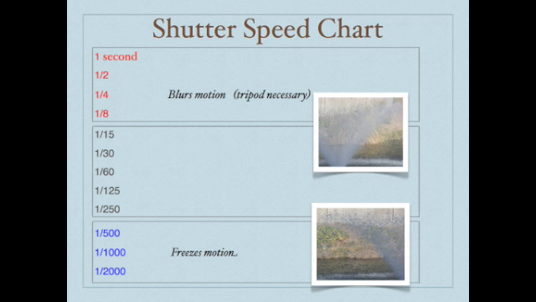Then if you're getting down to where you want to freeze motion, you want the water droplets to freeze in air. Someone is jumping and you want to freeze that shot. What you're talking about is the faster shutter speeds, 1/500th, 1/1000th, and 1/2000th of a second. Those are very fast. And one suggestion you might think of is if your camera has a power drive enabling device on it, go ahead and switch it on to power drive.